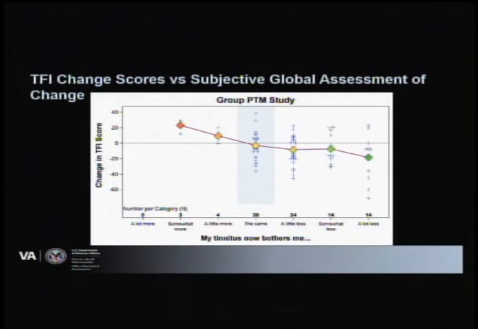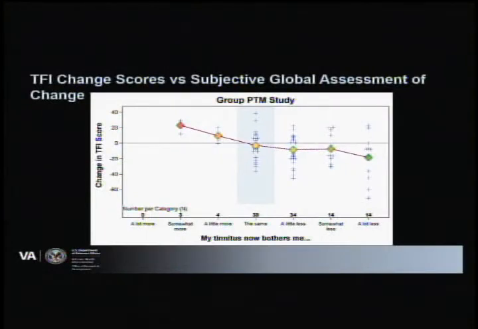So if you're looking at the mean for all of the people in the study, generally, the score on the TFI was going up if people said they were doing worse, and it was going down if they said they were doing better. And we've applied the same thing to multiple sets of data, and the angle, the slope isn't always the same, but we see the same pattern. This shows up pretty consistently, and it's really reassuring to us that this instrument is doing what we want it to do.